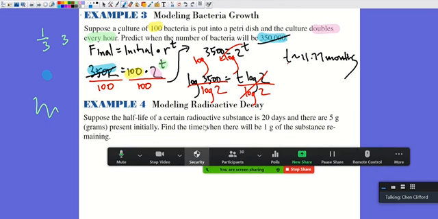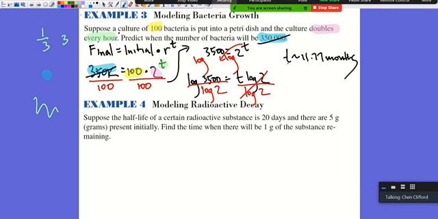Now, example 4 is basically another knockoff of example 3. We're going to use the same formula over here, where final is initial times r to the power of t.